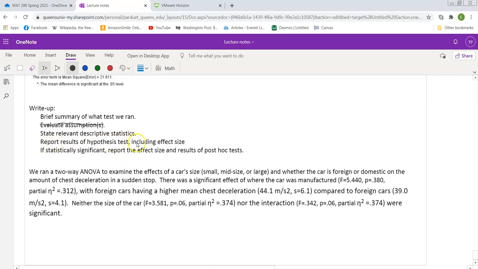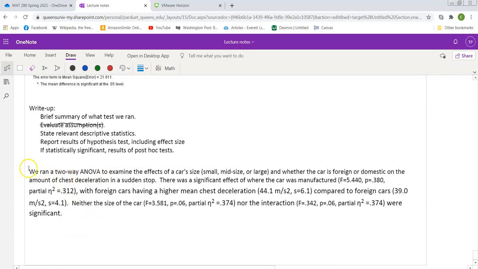Report the results of your hypothesis test. Always go ahead and report your partial eta squared here, even if it's not statistically significant. It doesn't hurt to go ahead and report that. And then for ones that are statistically significant, report the results of your post hoc tests. In this one that we just did, we didn't need to run any post hoc tests, so I didn't talk about those here.